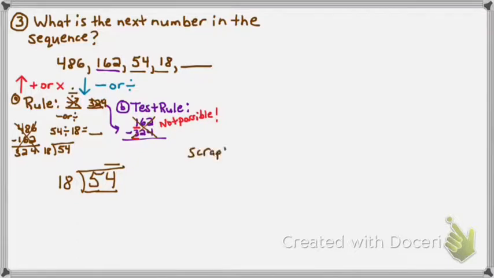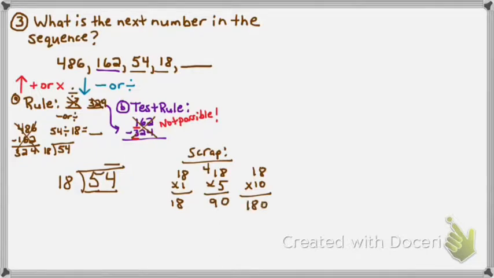Don't know my 18 times table, so I'm going to use my scrap paper, and I'm going to do 18 times 1, times 5, and times 10. So 18 times 1 is easy, that's 18. 18 times 5: 5 times 8 is 40, put down the 0, carry the 4. 5 times 1 is 5 plus 4 is 9, so it would be 90. And of course 18 times 10 is going to be 18, and tack on that 0 to give me 180.